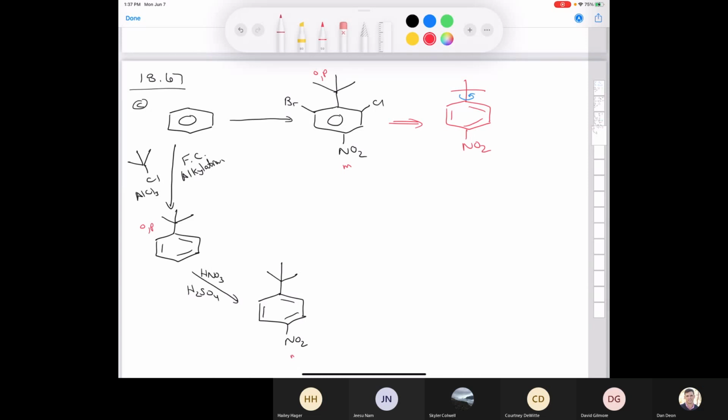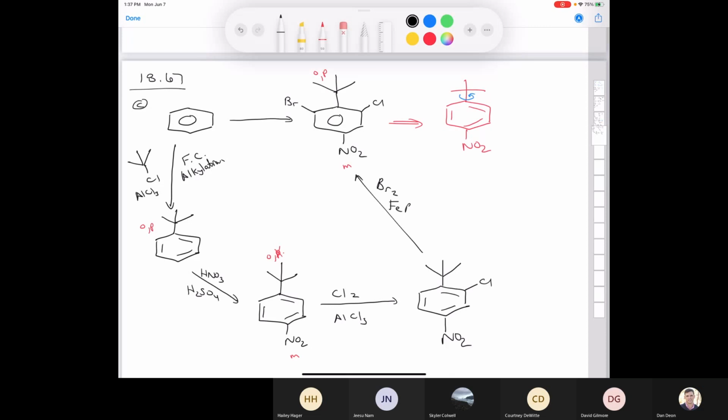We've got a meta director here, and we've got an ortho-para director here, but the para position is blocked. That means that everything is going to be directed to these two positions. So first, we'll do the chlorination. You could do either one. You could put the bromine in first. It doesn't matter. First, I'll put the chlorine in. So I'll use chlorine, and I'm going to use aluminum chloride just for fun. That's going to put my chlorine atom right here. There we go. There's my nitro. And then to get to the product, we're going to use bromine.